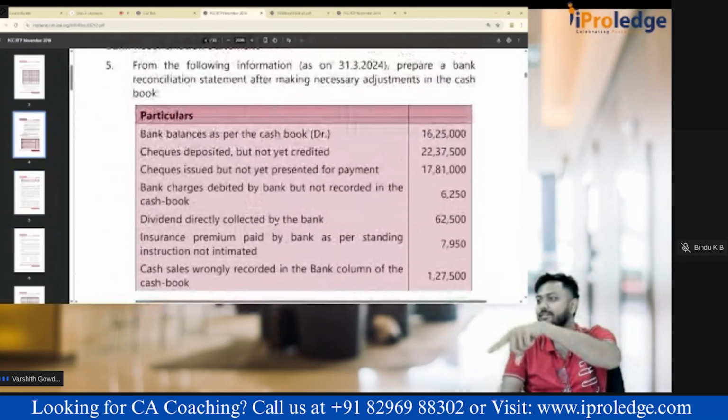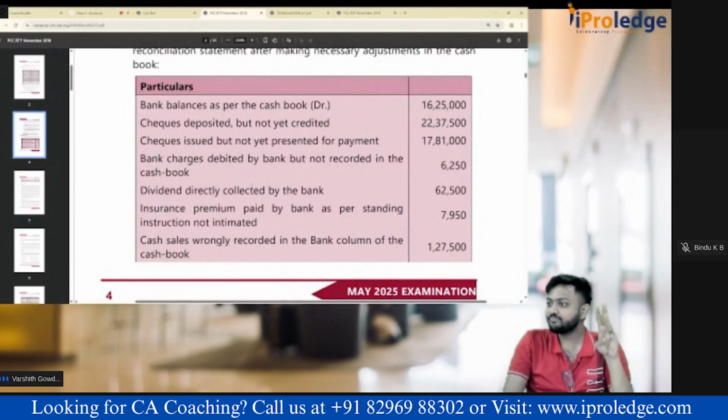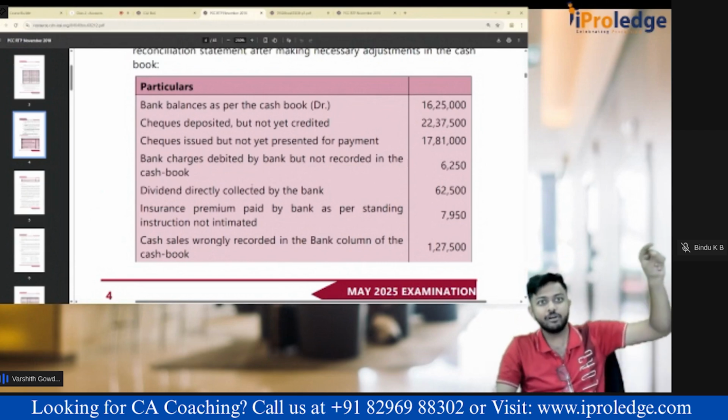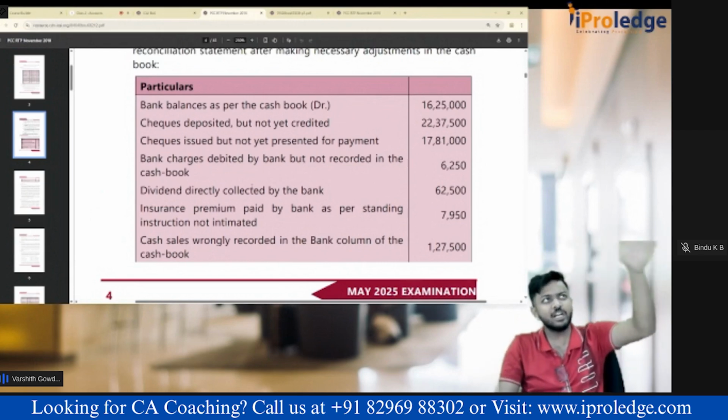Okay. Only three things came to BRS. The rest are all in the cash book. So first, whichever comes to the cash book, you have to recognize in the cash book. So first put a format of a cash book. What is the cash book format? Like the cash ledger only. Date, particulars, rupees; date, particulars, rupees.